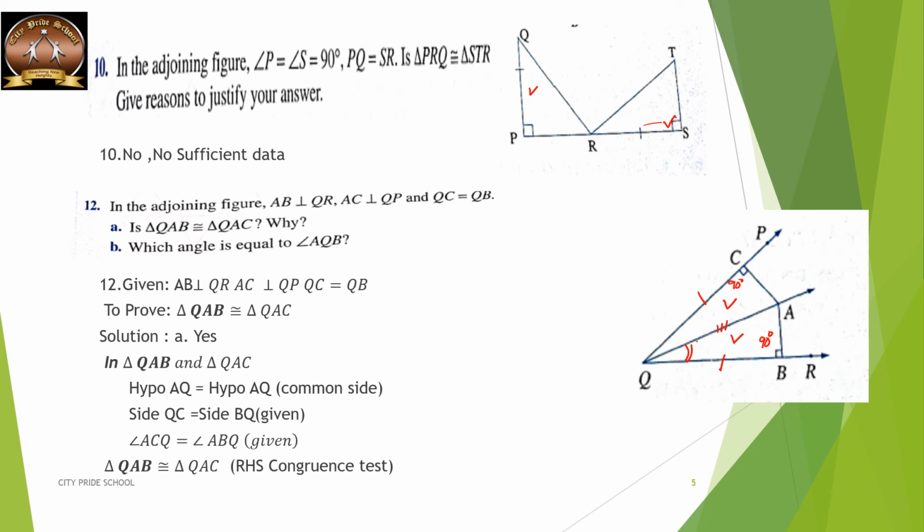Now second part is told that which angle is equal to AQB. So once I prove the two triangles are congruent, I can say that angle AQB will be equal to angle AQC by CPCT. So children, with this we are completing our exercise. Now you can solve question number 11 and question number 13 in your practice book as homework. Thank you children. Let us meet in our next period.